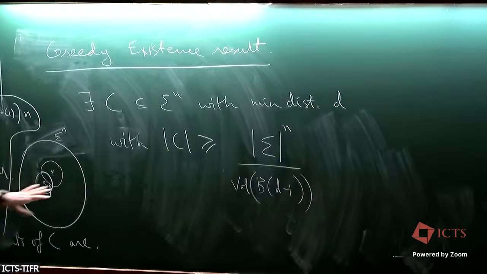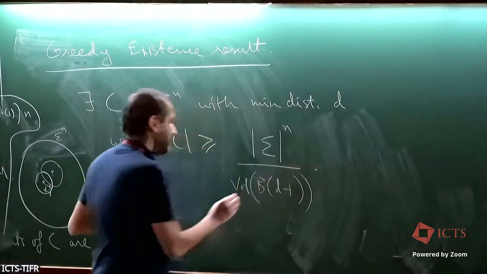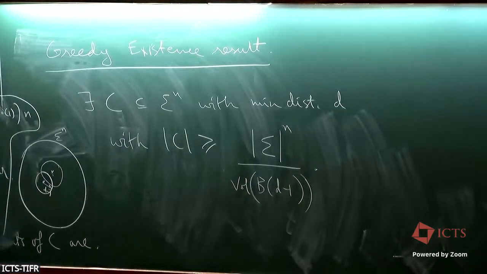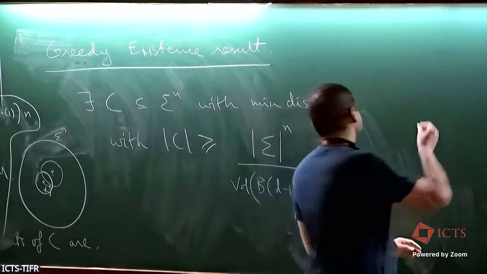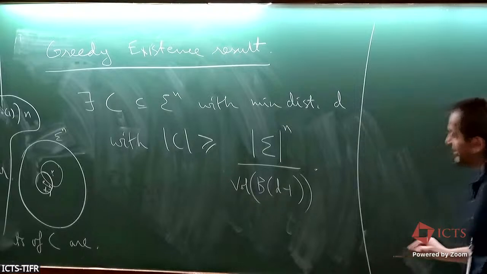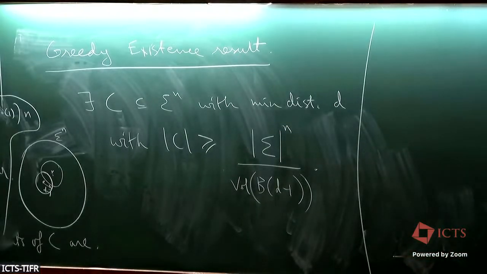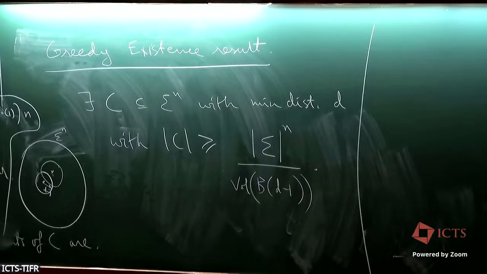Okay, so good. So this is the statement of the greedy existence bound, and by and large, in the setting of sigma being 2, the size of sigma being 2, and d being delta n, this is basically the best bound that we know. There are other settings where we know better.